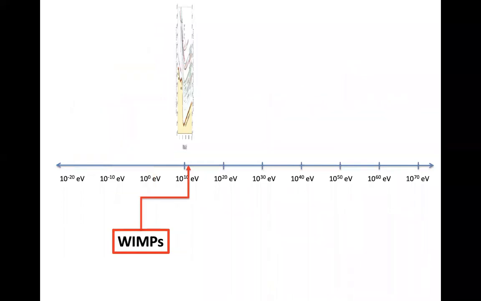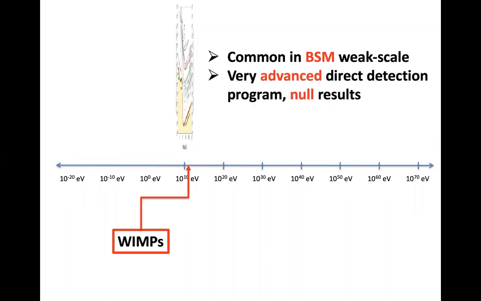So let me tell you a little bit about WIMPs, about weak scale dark matter candidates. As we heard in Matt's excellent talk, these are common in beyond the standard model weak scale paradigms. There's a very advanced direct detection program that so far has included no positive detections, and one can say that confidently, despite repeated claims by my fellow countrymen at the DAMA experiment. There are a few controversial indirect dark matter signals, and that's what I'm going to comment upon here briefly.